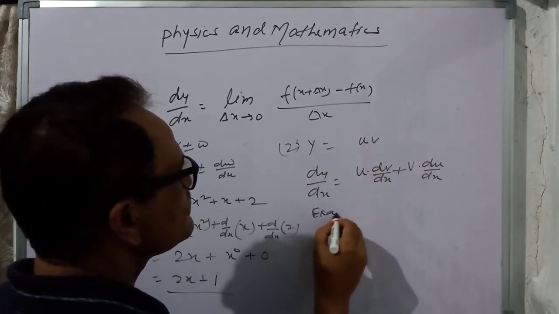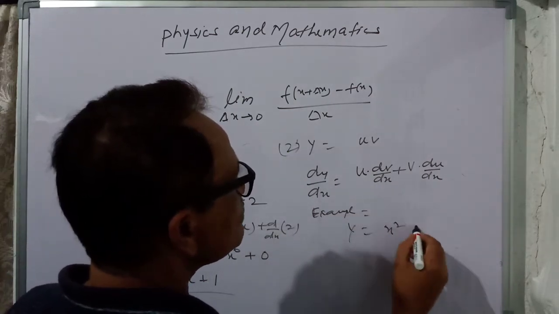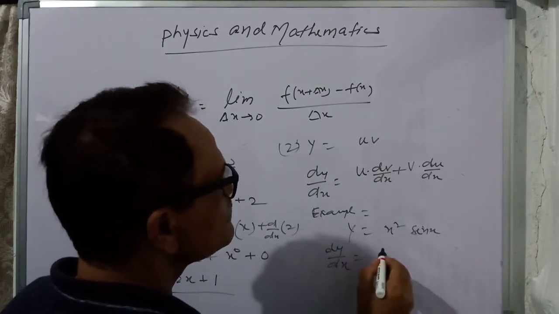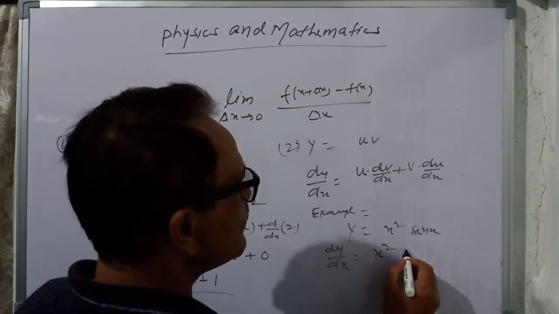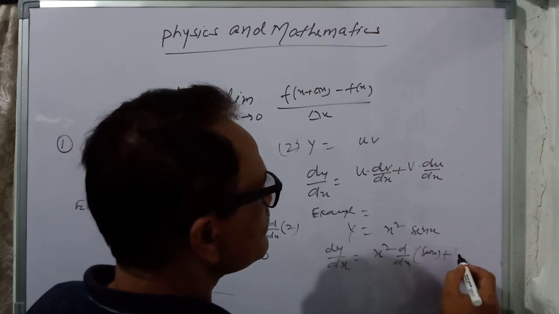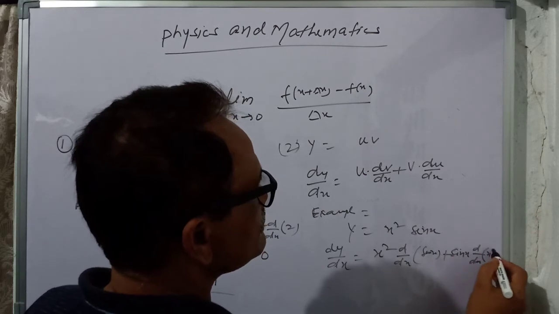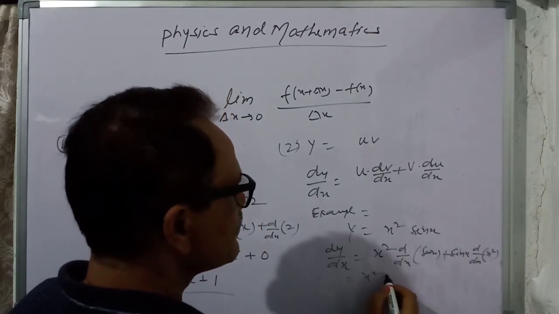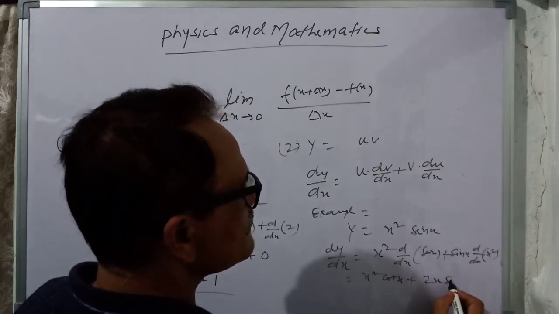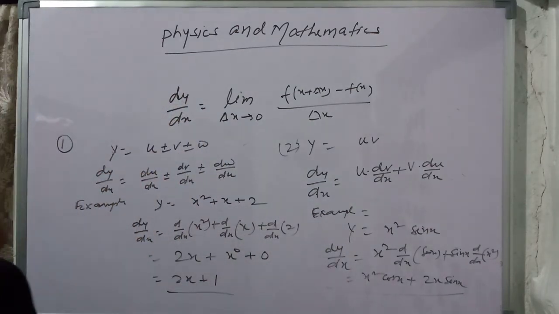The example is: suppose y is equal to x square sin x, then dy by dx is equal to first function x square into differential coefficient of second function plus second function into differential coefficient of first function, and it is x square cos x plus 2x sin x. So this is what we get in the product form.